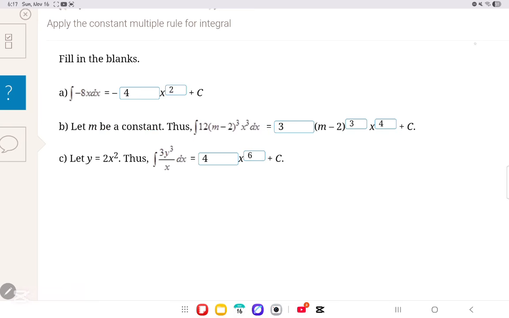Now, part C, we need to do integration. Y equals 2x squared, thus we need to do integration.